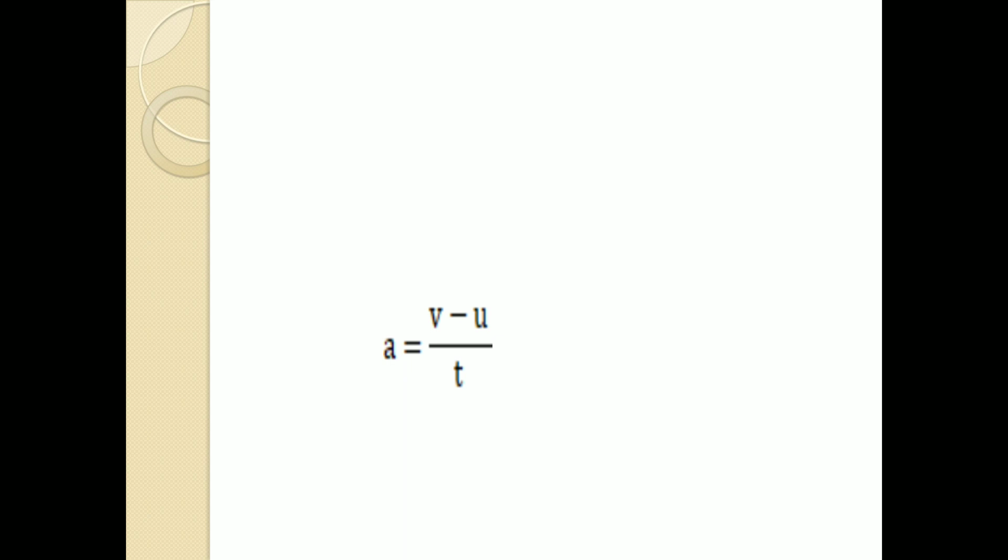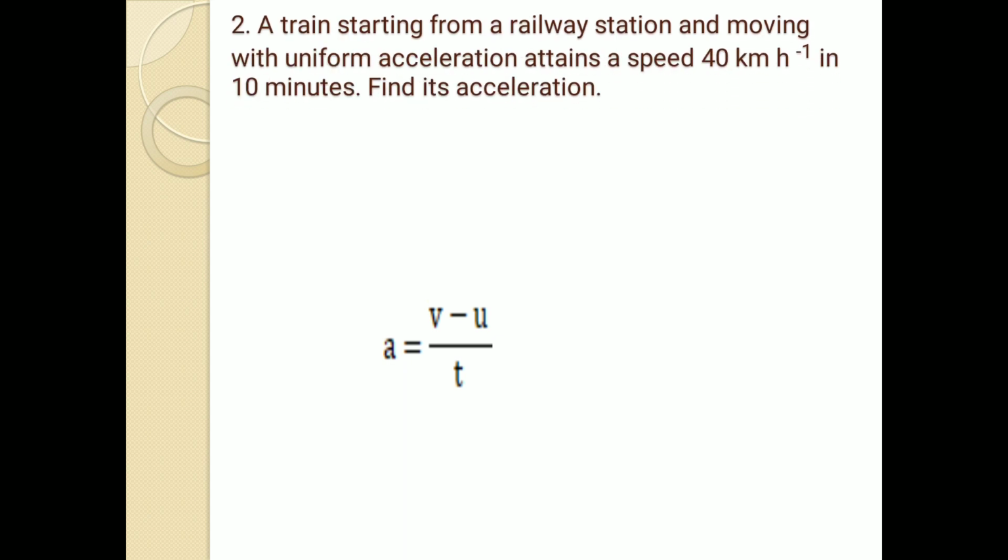So now this is the formula to calculate acceleration. A is equal to V minus U by T. So this is the second sum. Listen carefully. A train starts from a railway station and, moving with uniform acceleration, attains a speed of 40 km per hour in 10 minutes. Find its acceleration. First, you have to understand the sum here, okay?